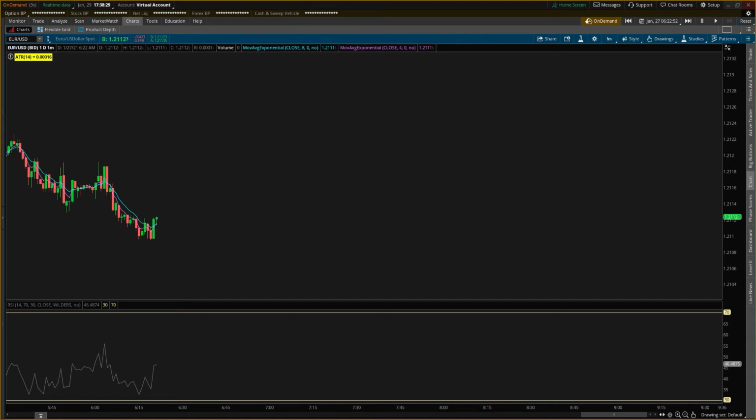RSI is another very basic indicator. It is used to identify overbought and oversold conditions in the market. As it approaches 70, that would indicate an overbought signal, and as it approaches 30, that would be an oversold signal.